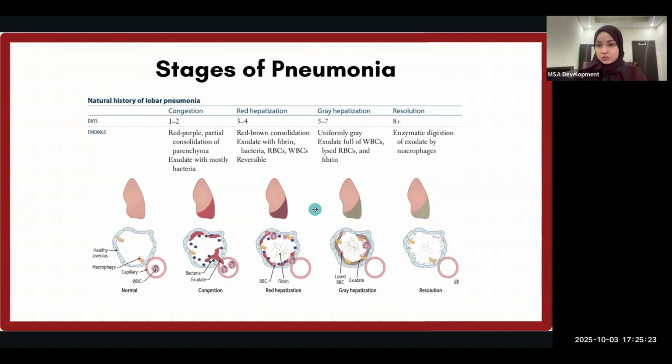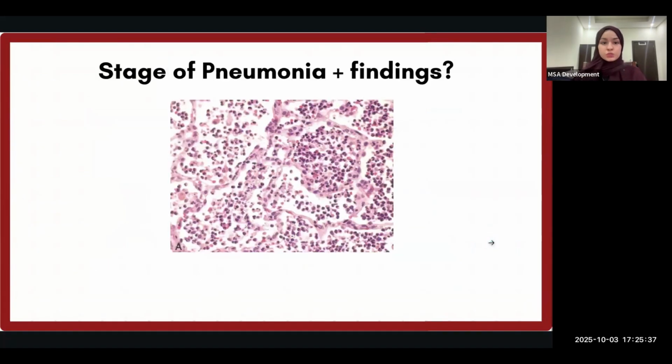Now, why is it called hepatization? Because basically it starts to look like a liver, and the lung no longer becomes soft like a lung usually is. It starts to resemble a liver more. Okay, so first question, which stage of pneumonia is this, and what are the findings that you can see?